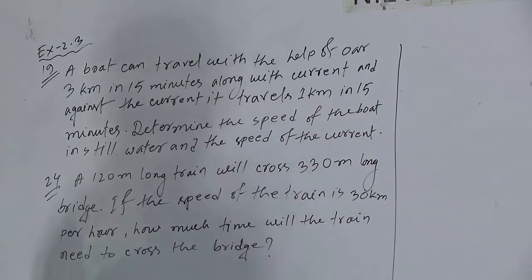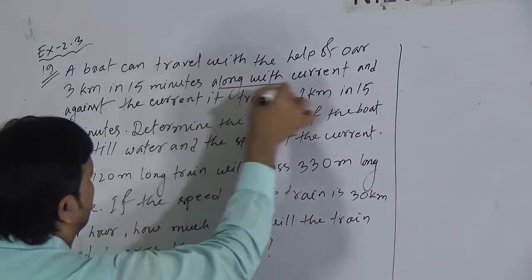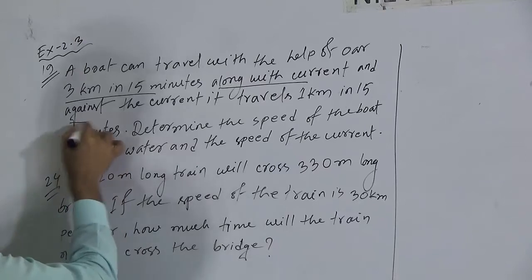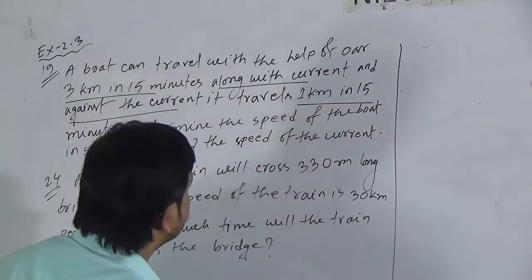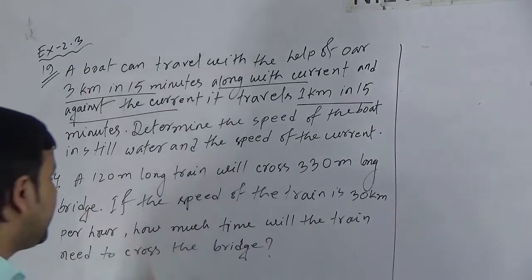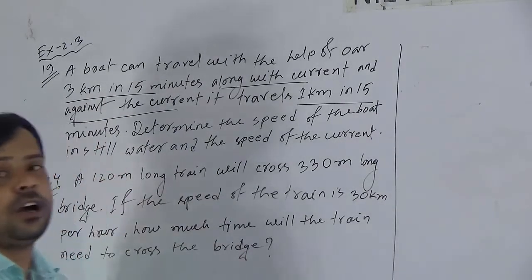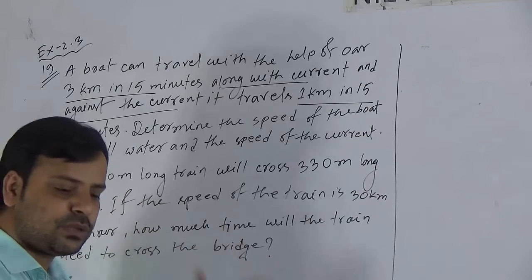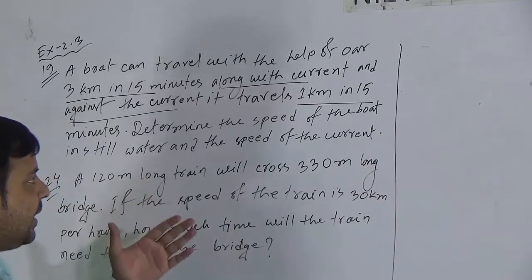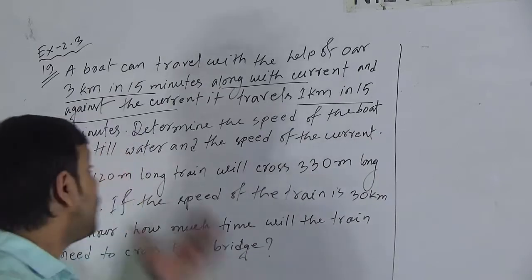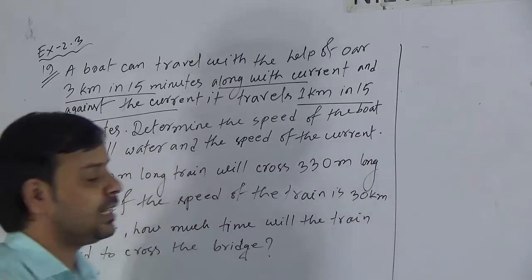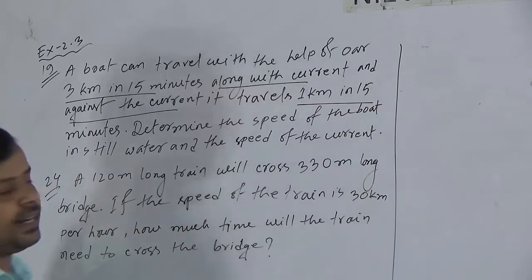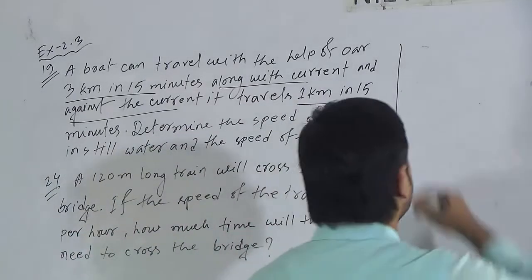In this case, two conditions are given. The conditions are, along with the current, the boat can travel 3 km in 15 minutes, and against the current, the boat can travel 1 km in 15 minutes. Using these two conditions, we can determine the speed of the boat along with current and the speed of the boat against the current. So at first we have to determine the speed of the boat along the current and speed of the boat against the current to solve question 19, and then we can determine the actual speed of boat, it means the speed of boat in still water and the speed of current. Dear students, so let us see the solution of question 19.